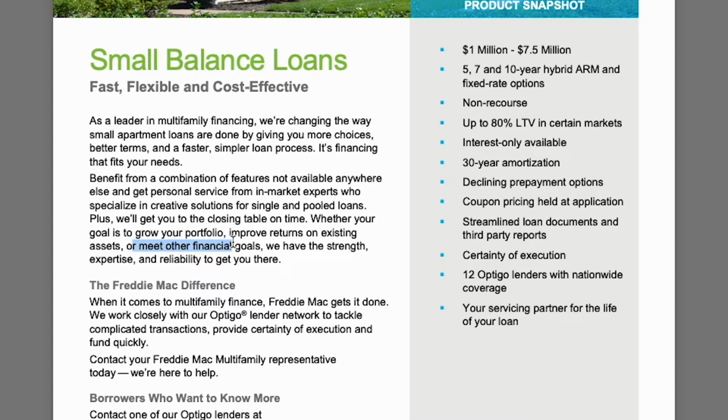They have the strength and expertise to get you the financing you need, so that way you can grow to whatever you want to grow to. So this is normally a first stop when financing your multifamily deals. Most sponsors don't know that the small balance program is available to them, but it is. So let's look at this.